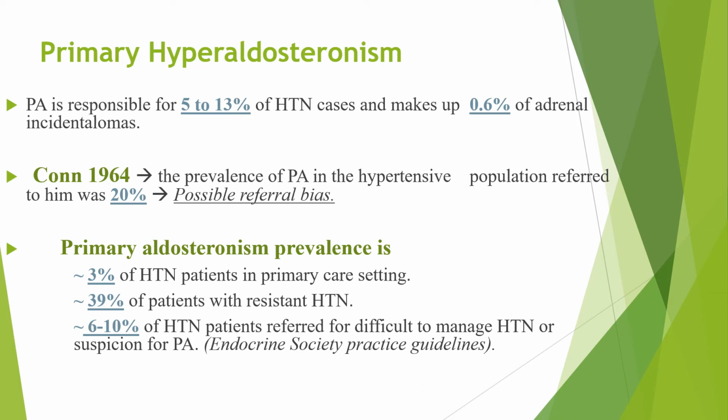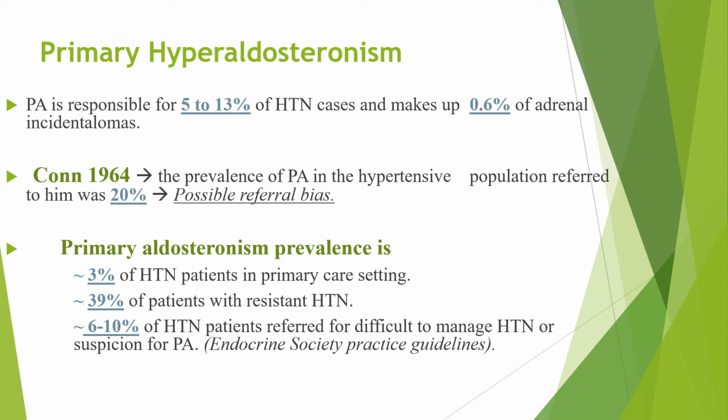So now we will discuss primary hyperaldosteronism. It is responsible for 5 to 13% of cases of hypertension. It makes up around 0.6% of the adrenal incidentomas. What are adrenal incidentomas? As we all know, because of increased imaging modalities in the modern days, there is increased chance that we detect adrenal lesions. So these adrenal lesions that we detect by chance on imaging of the abdomen, those lesions we label as adrenal incidentoma.